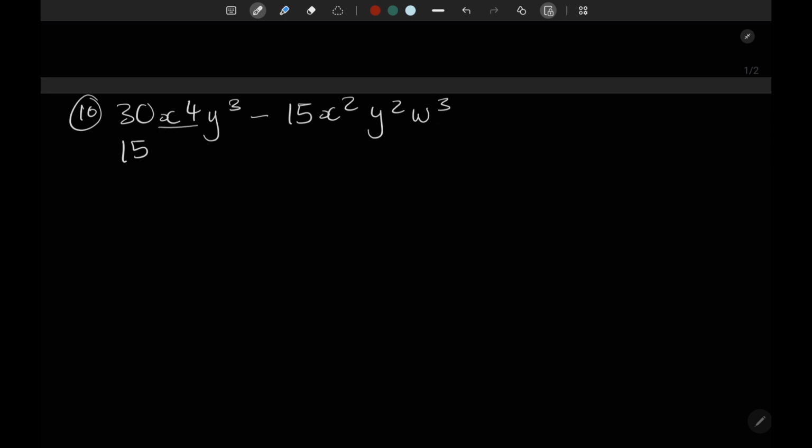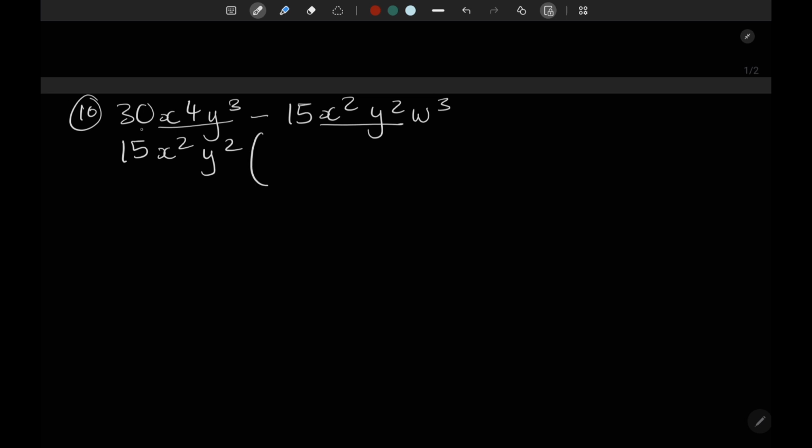So these terms have x and y in common. Definitely not w as it appears once. So we choose the common variables with the least power. X to the power 4 and x squared, which one is smaller? X squared. Y cubed and y squared, which one is smaller? Y squared.